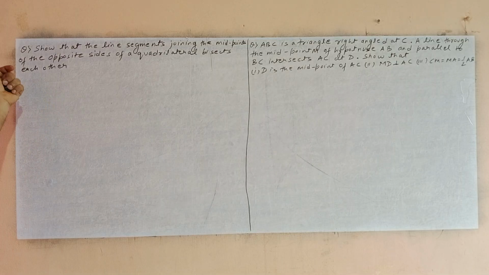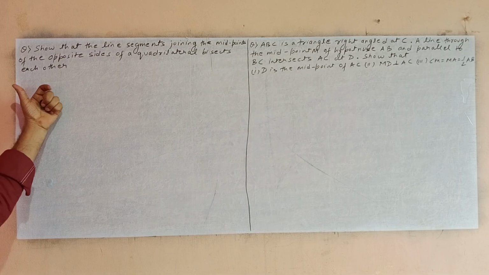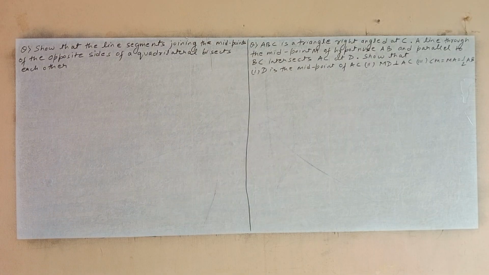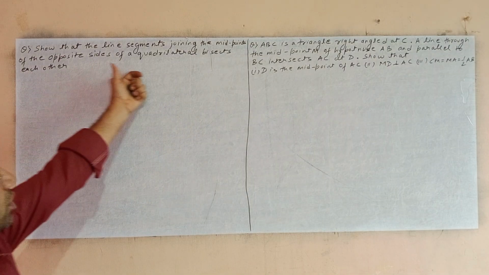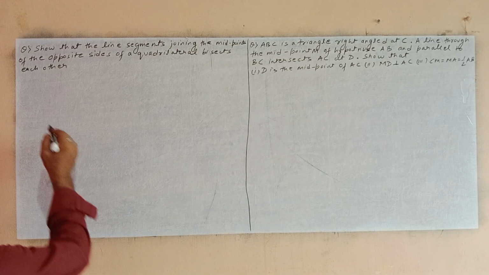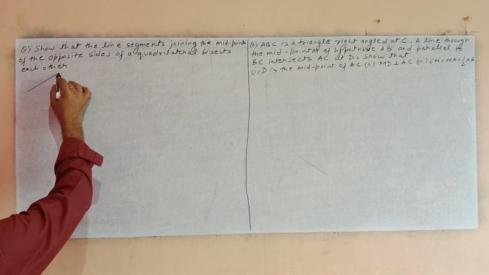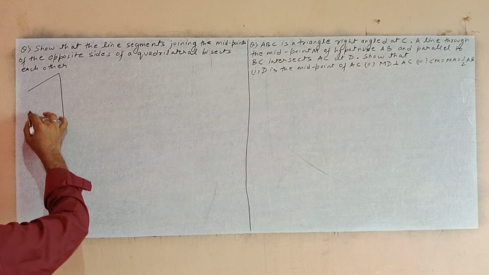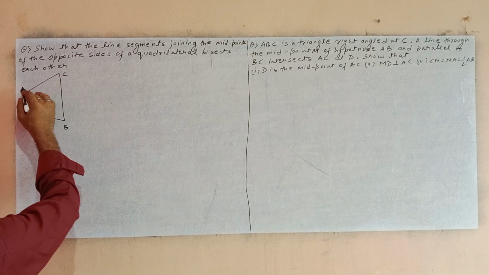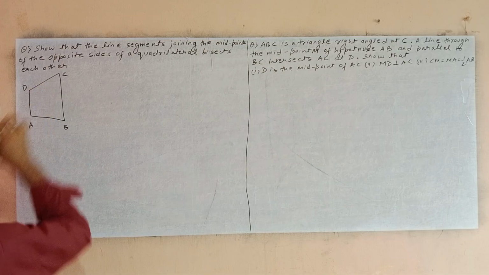First question, what is the first question saying? It says that the line segments joining the midpoints of the opposite sides of a quadrilateral bisect each other. Okay. So there is a quadrilateral. First of all, make a quadrilateral. Suppose ABCD is a quadrilateral.